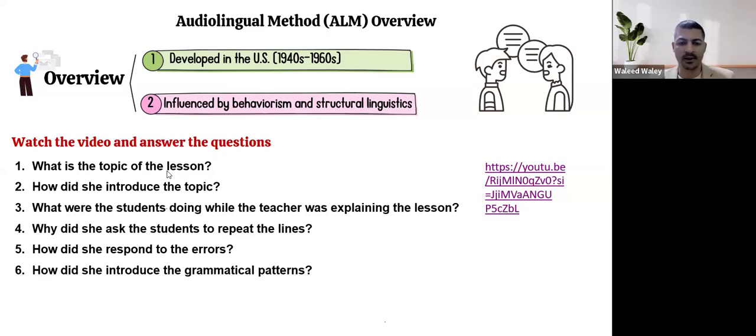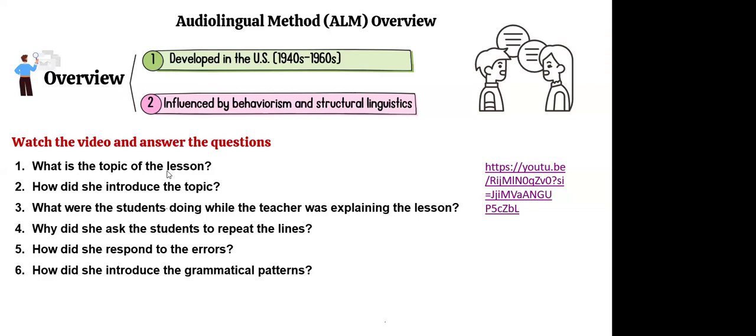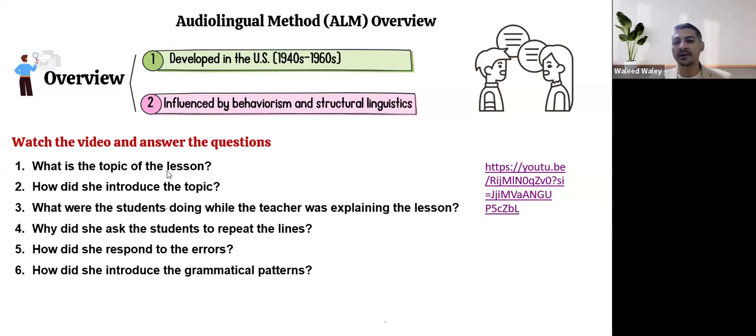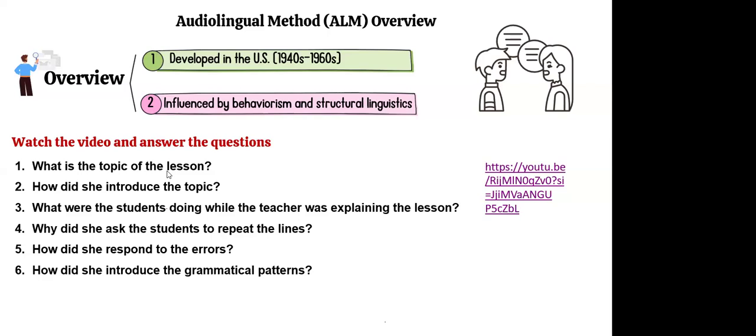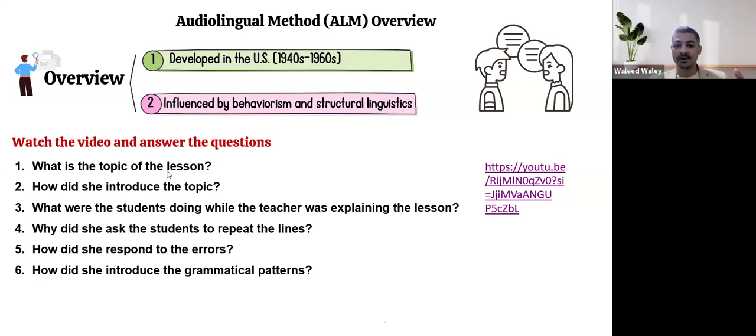She modeled the dialogue. And what were the students doing while the teacher was explaining or demonstrating the lesson? It's a double weapon method. It focuses on both listening and speaking at the same time. Did they read first or listen first? They listened. They were exposed to the language itself, then they repeated. So they listened first, right?